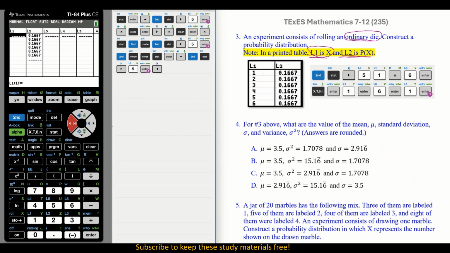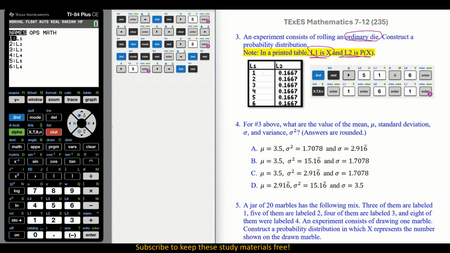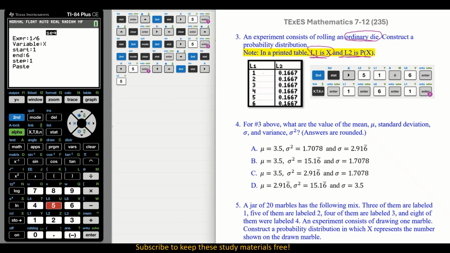So let's go and compare what we did wrong before. Okay, second, stat, arrow over, 5. We want to put in just our sequence of x values in our L1. That means we need to have x twice. Our expression needs to be our x value. That's the difference. Everything else is exactly the same.